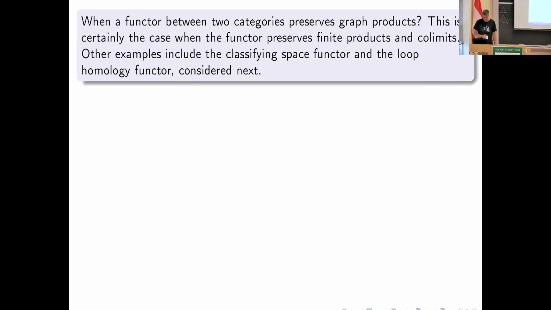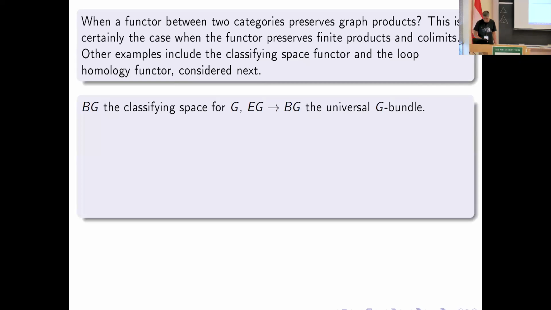And this is certainly the case when your functor preserves finite products and colimits, right? Because that graph product is a combination of finite products and colimits. But there are other nice examples. Basically, there are the classifying space functor and the loop homology. So we'll go through this next.